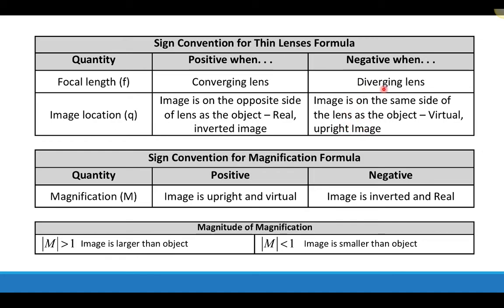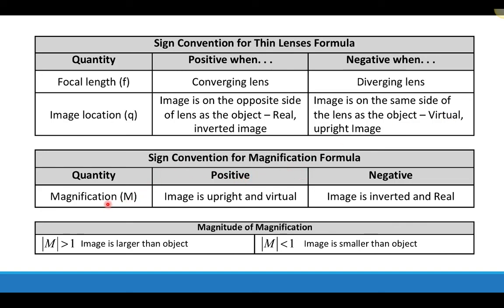So it doesn't have to be a diverging lens to have an image that's on the same side of the lens as the object, because we saw that converging lenses can also have that. So these are really separate things. This is just telling you positive when the image is inverted and real and on the opposite side of the lens, and negative when it's on the same side of the lens and it's virtual and upright.